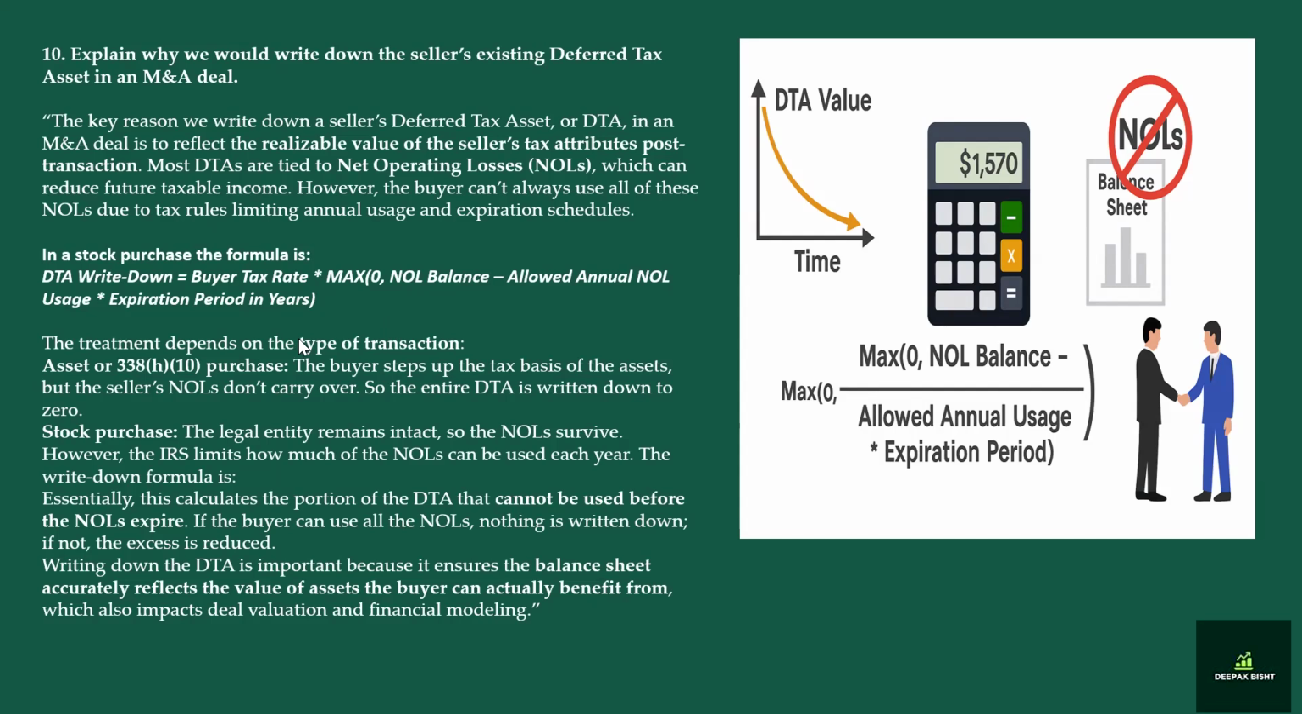Understand this: if I'm writing down a DTA, this means the seller keeps 100% of the DTA's balance, because net operating losses do not transfer. The seller's DTA is worth zero to the buyer. So we write down the DTA completely if it's an asset purchase.